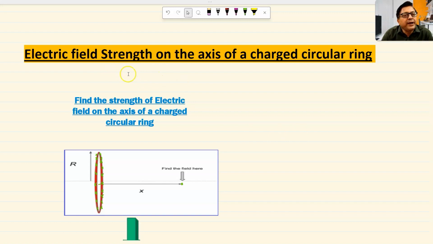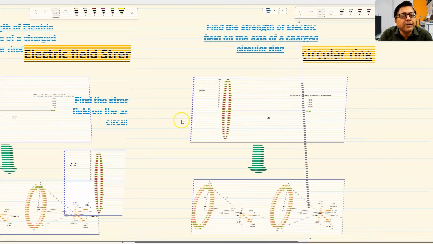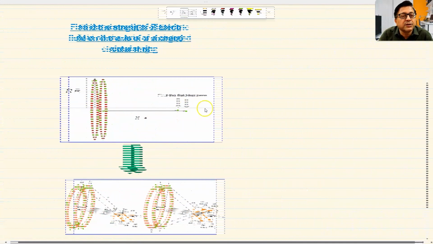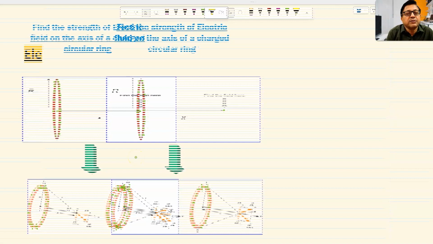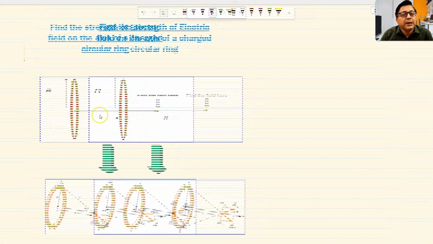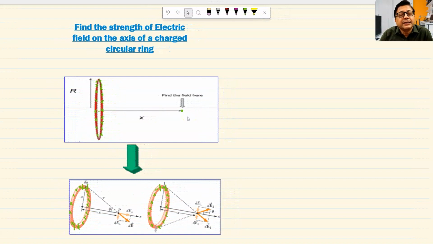So we want to find electric field strength on the axis of a charged circular ring. This one is a charged circular ring. At a distance x from the center of the ring, we want to find the strength of electric field.